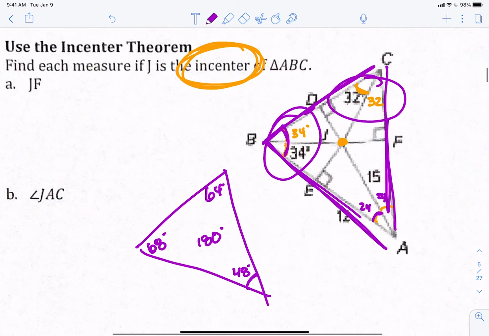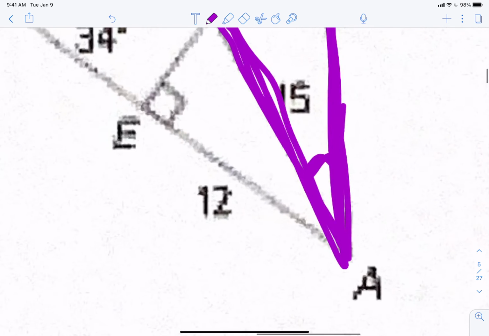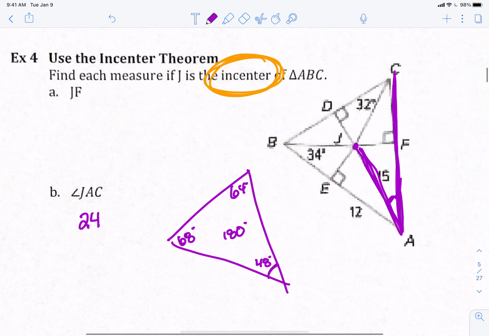That helps us answer part B, which says JAC. Where's that? Where's J? J is the middle guy. JAC. Okay, do you see my one in purple? JAC is this guy right here. So we're talking about this angle, 24, on the right. That's 24. Okay, so part B is 24 degrees. Yes? Do we see that?